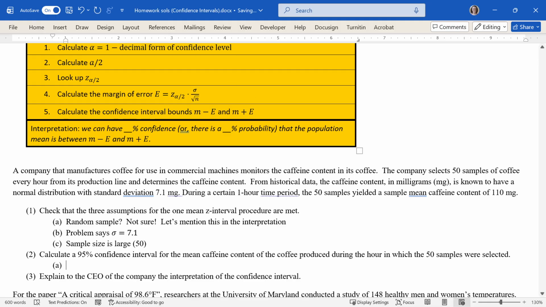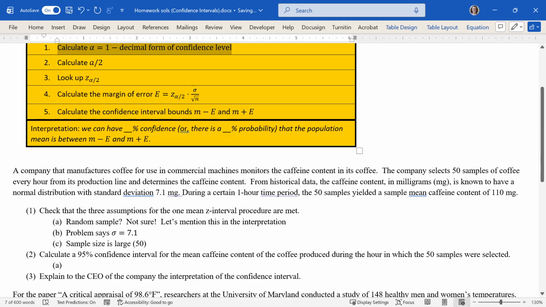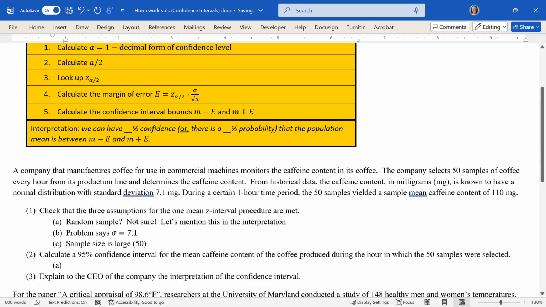So for step 1 here, calculate alpha. So alpha is 1 minus the decimal form of the confidence level, and this is the area that is going to be in the tails of the distribution for the sample means. But you don't have to know that to calculate it, just follow this formula here.